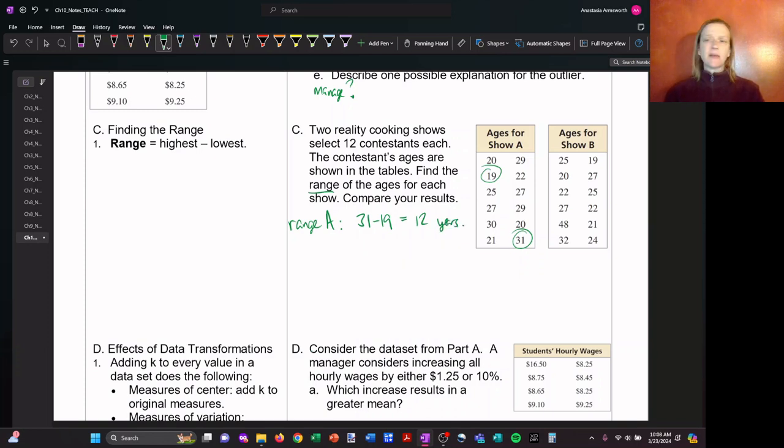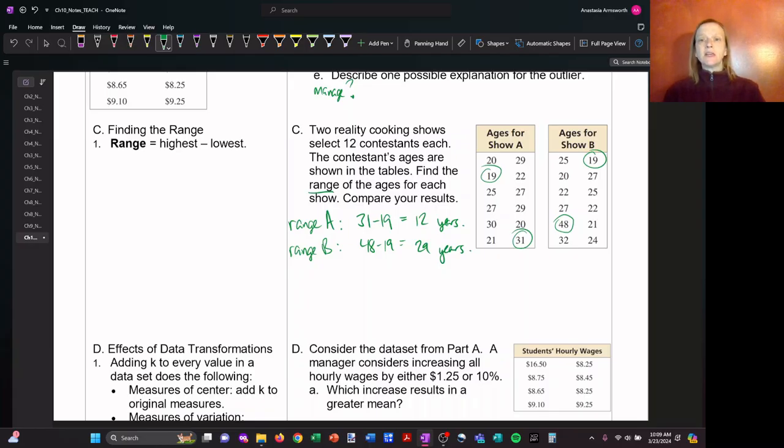And for show B, I'm going to do the same thing. I'm going to look in this list for the lowest age. This is the only one that starts with a 1 in the tens place. And then show B has an older contestant. So the range for show B is going to be 48 minus 19, which is going to be 29 years.